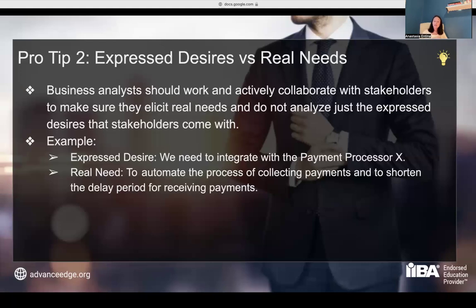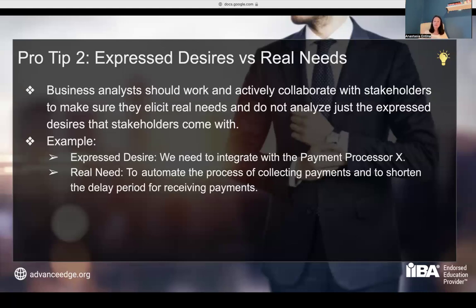And when we understand that real need instead of the expressed desire, we have many more options to offer, right? Because now we can ask, what methods of payment do you want to accept? How will your clients pay? Will they pay by credit or debit card, or by check, or by bank account credentials? And the stakeholder says, well, I need them to pay by bank account credentials. And we say, okay, then payment processor X is not an option, because it appears that they only process credit card payments. And this is where we find the mistake, right?